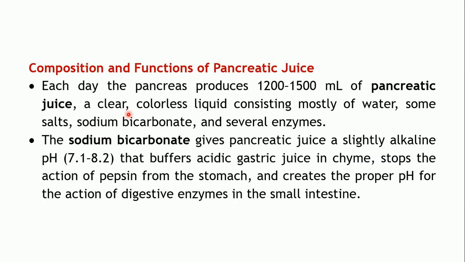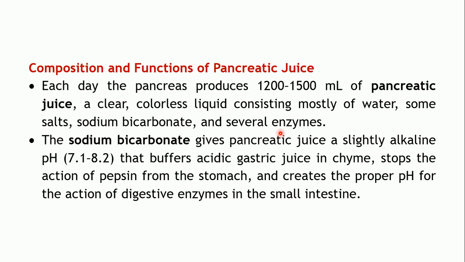Okay, now coming to the composition and function of the pancreatic juice. The amount of pancreatic juice produced per day is roughly 1200 to 1500 ml. So roughly 1 to 1.5 liters of pancreatic juice is secreted by the pancreas each day. Now this pancreatic juice is a clear colorless liquid which mainly comprises water. Most of it is water. Some dissolved salts are also present. Also sodium bicarbonate is present in the pancreatic juice, and several digestive enzymes are present.